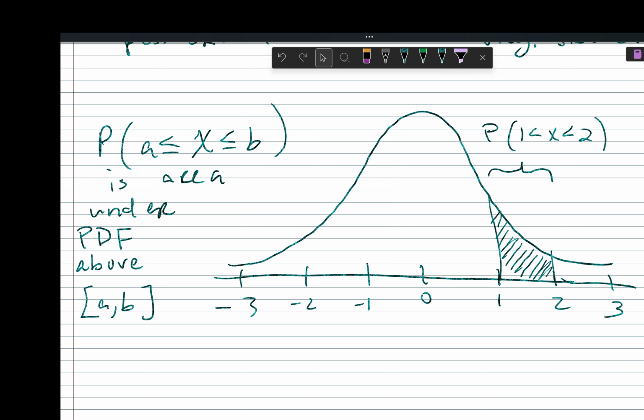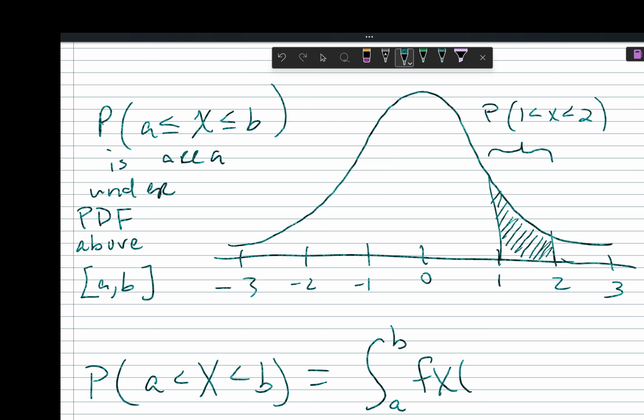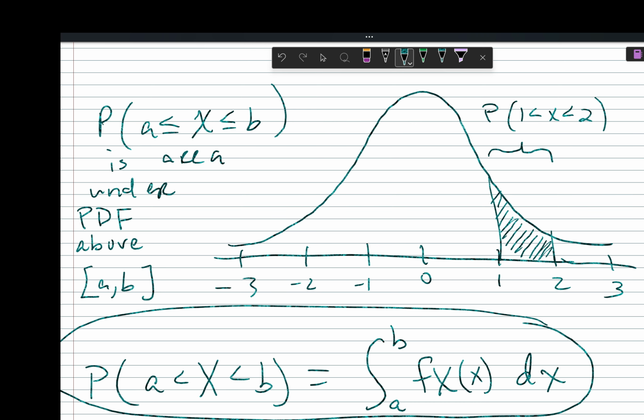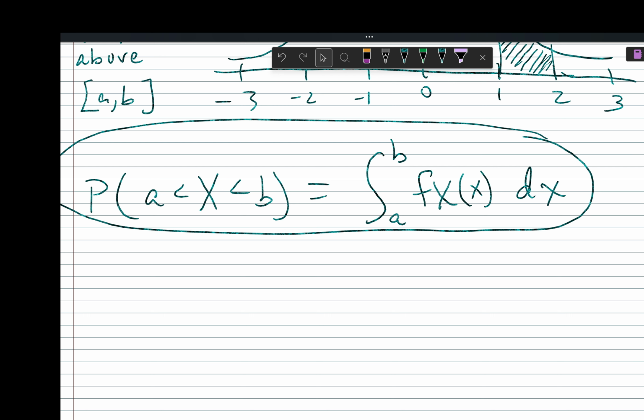So, as I was saying, since the area under a curve is found through integration, we have P(a less than X less than b) equal to the integral from a to b of f(x) with respect to x. Okay. So this is basically why integration is needed in probability theory.